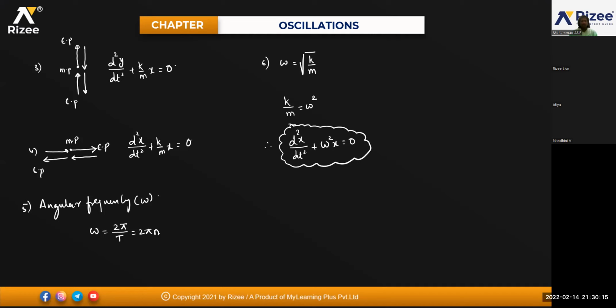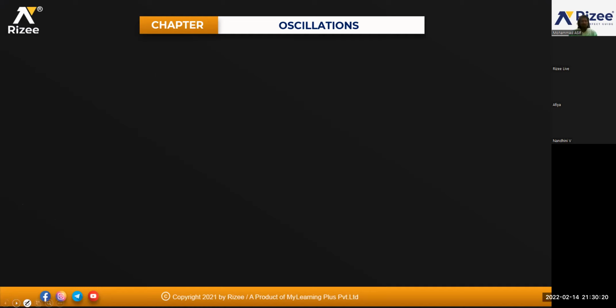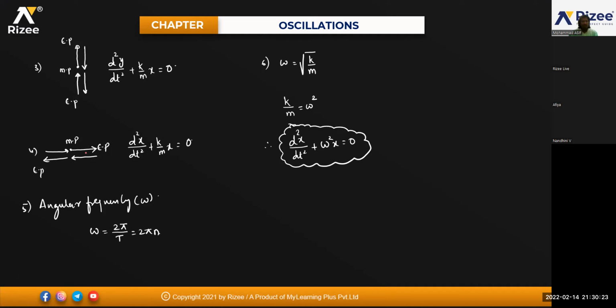So what is the time taken here, beta? The time taken to go from mean to extreme will be equal to how much, beta? One complete oscillation time period is T. So if I'm going from mean to extreme, the time will be T by 4. Then again extreme to mean, it is T by 4. Again this one is T by 4, again this one is T by 4. The total time period will be equal to capital T. And angular frequency omega is equal to 2 pi by capital T. D square x by dt square plus omega square into x is equal to 0. Clear, beta?